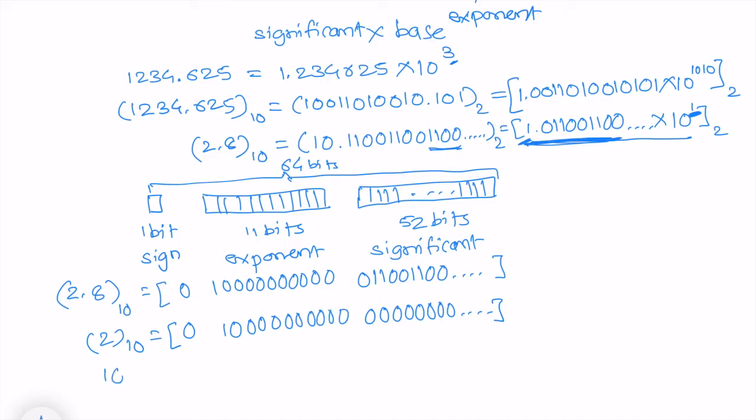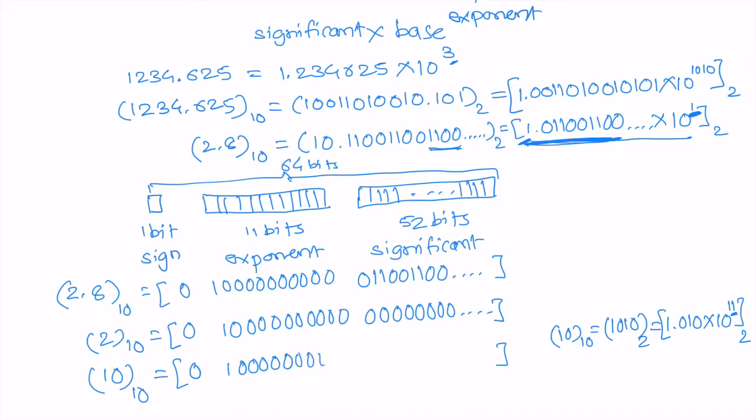Now let's see how 10 is stored in binary. 10 in decimal is nothing but 1010 in binary, and therefore this becomes 1.010 times 2 to the power 3, which is this. So this is how it will be in binary. And now let's see how this will look like in memory. Positive, therefore 0. When we add this to 1023, then we get this. Significand is 010 followed by lots of zeros.